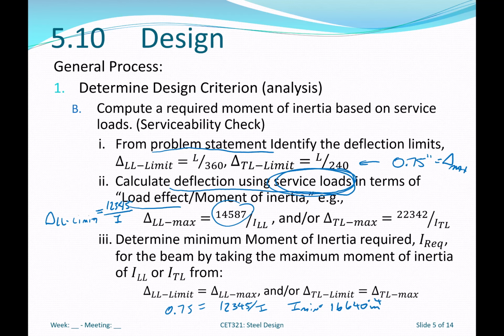Again, remember, we always want the maximum of the two moments of inertia. Okay, we want to find the minimum moment of inertia required, I required, by taking the maximum of whatever limits we have. Because if ILL is greater than ITL, ILL is going to control. We have to have something that satisfies the moment of inertia required to limit the live load deflection, or whichever one is controlling.